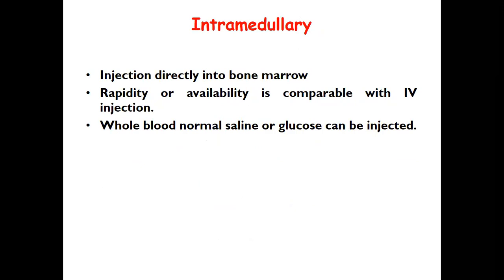Intramedullary: injection directly into the bone marrow. Rapidity of availability is comparable with intravenous injection. Whole blood, normal saline or glucose can also be injected.